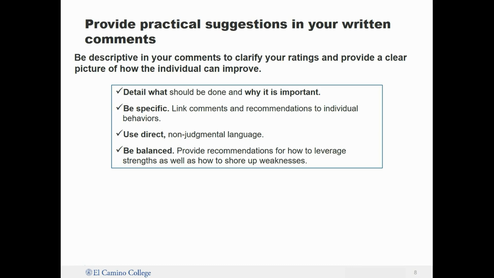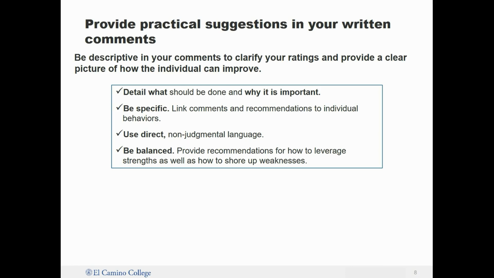Detail what should be done and why it is important. Explaining why something should be done provides context. Be specific. Link comments and recommendations to specific behaviors. Doing this provides perspective and reduces confusion and/or ambiguity.